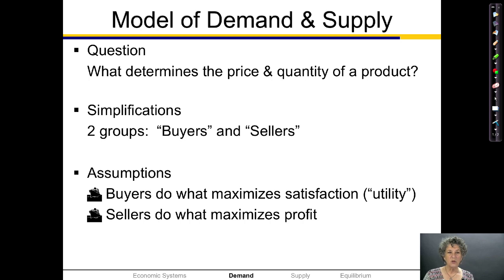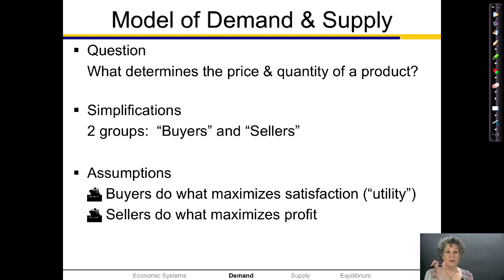The key assumptions that we make, and I don't know why those are now cruise ships, they were check marks, but it's all good. The key assumptions that we're making are first that the buyers are doing what it takes to maximize their satisfaction or utility. We don't define utility any further than that. So utility is what makes me happy. What makes me happy may be different than what makes you happy. I may get happiness out of doing for others.